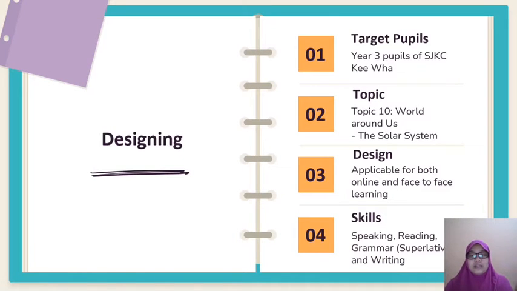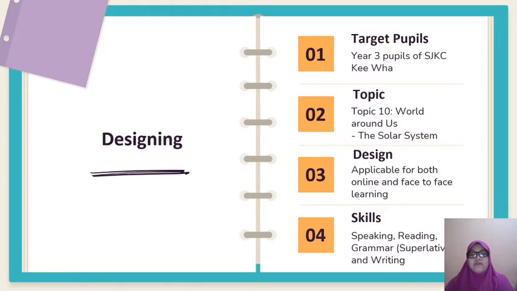The third one is the design. This lesson is designed to be applicable for both online and face-to-face learning. Even though I planned it to be online learning, teachers can use this in a face-to-face environment too. They just need to prepare the materials and the kits in the class, so teachers can do this with the students in the class.